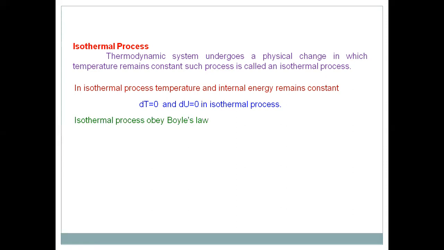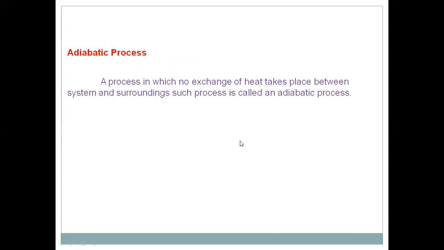So the isothermal process obeys Boyle's law. We know the ideal gas equation PV = RT, where R is the universal gas constant and T is the temperature. Of course, in this isothermal process, T is also constant. So R and T are constant, therefore only PV is equal to a constant. We know PV = constant is Boyle's law. So the isothermal process obeys Boyle's law, and PV = constant is the equation of the isothermal process.